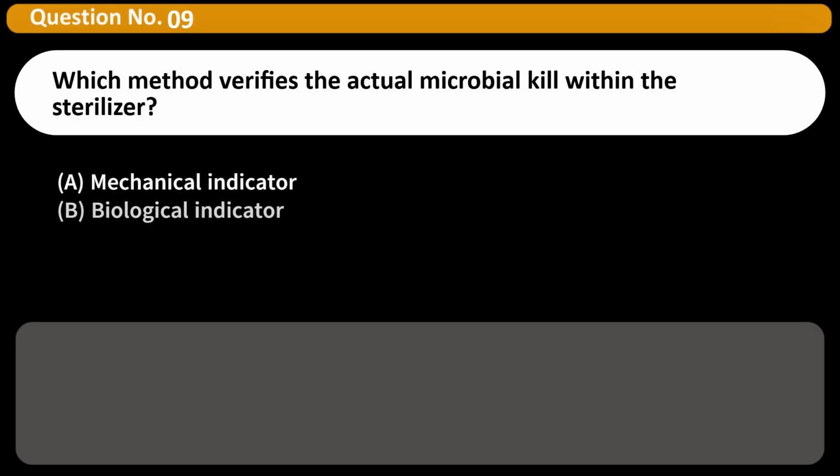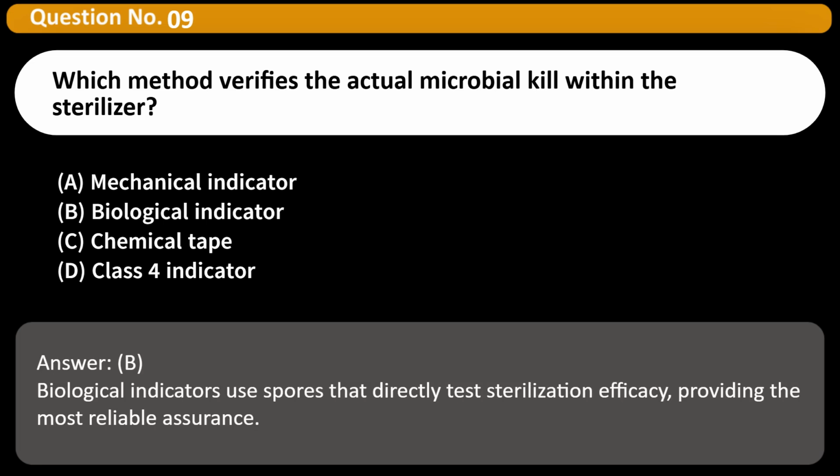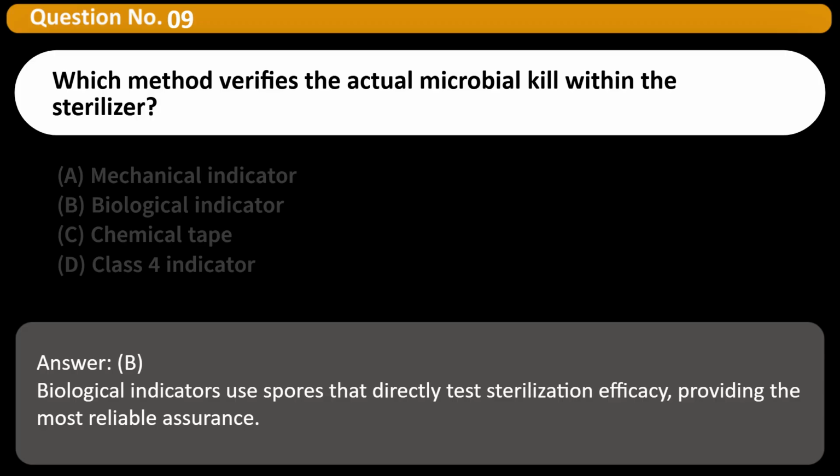Which method verifies the actual microbial kill within the sterilizer? A. Mechanical indicator. B. Biological indicator. C. Chemical tape. D. Class 4 indicator. Answer B. Biological indicators use spores that directly test sterilization efficacy, providing the most reliable assurance.